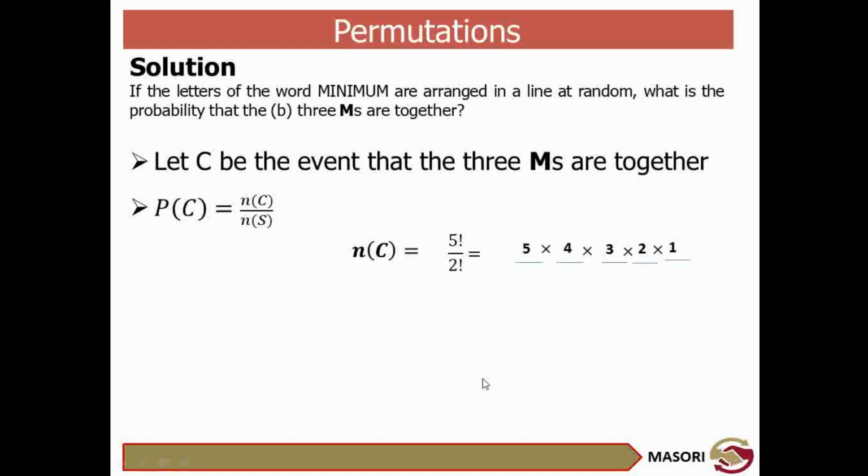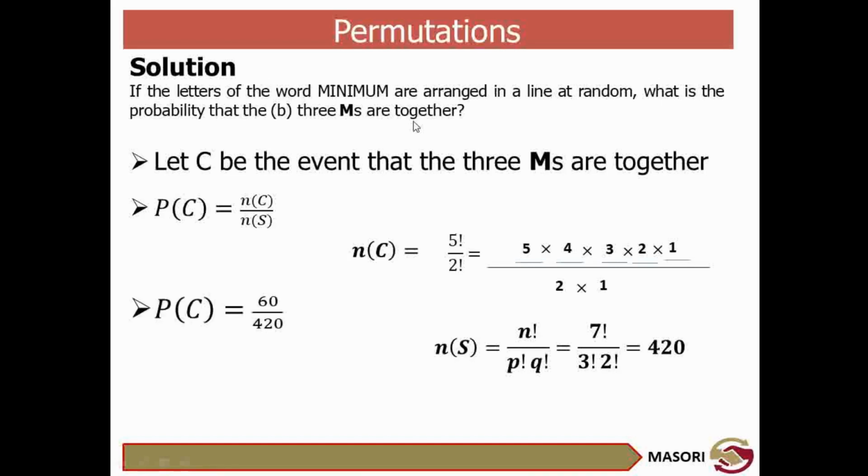Then because we noted that if the 3 M's are put together, they form like one letter. But we have the I's which are alike. So 2 letters then are alike. So we're going to have divided by 2 factorial, which is 2 times 1. For our NS, we still maintain the 420 because nothing has changed. And if we get this information and put in our formula, our probability that the 3 M's are together will be 60 over 420, which will then reduce to 1 over 7.